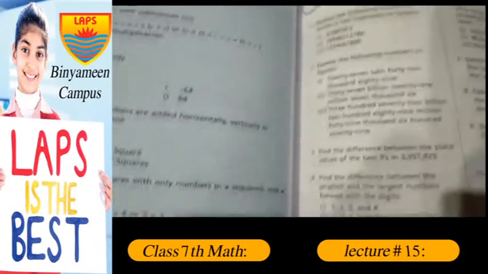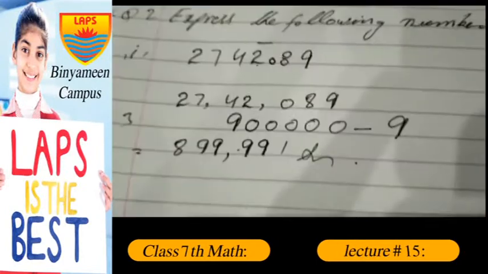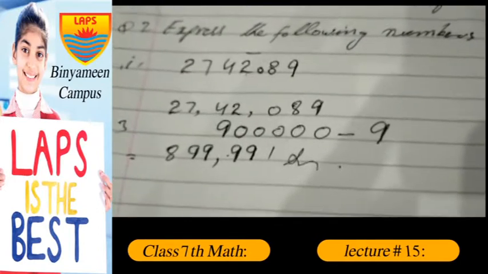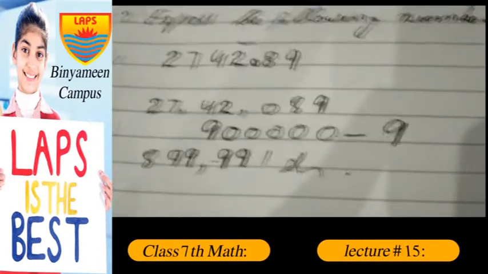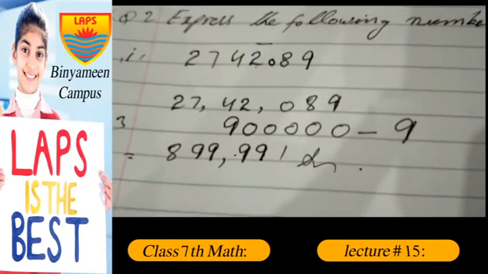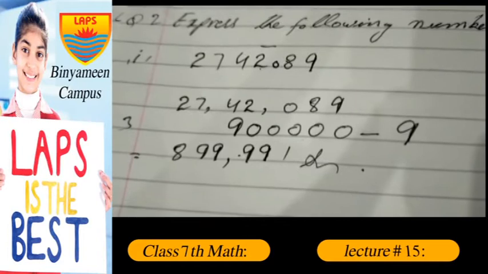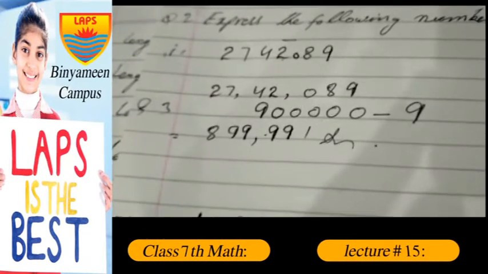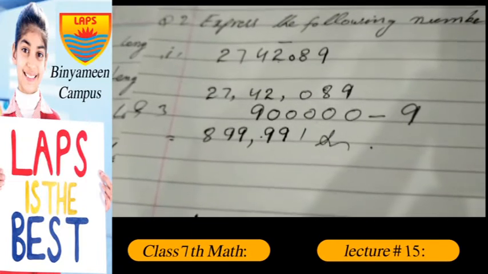You can write it like 9 lakhs. Now we subtract the other 9. The other 9 has the place value of ones. Now we subtract: 9 lakhs minus 9, and we get the answer 899,991.